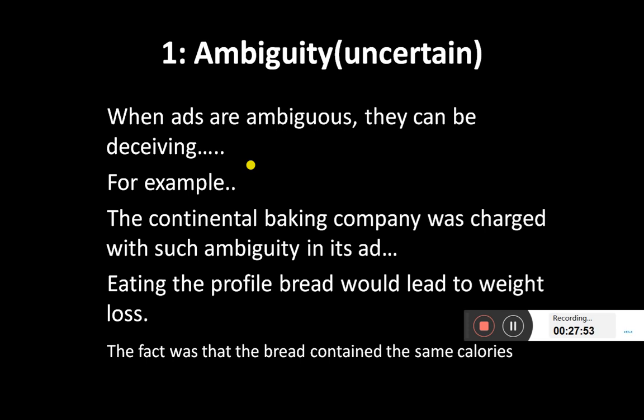Now number 1, ambiguity. Ambiguity simply means unclearness, uncertainty. When ads are ambiguous, they can be deceiving. For example, the Continental Baking Company was charged with such ambiguity in its ad. Eating the profile bread would lead to weight loss. The fact was that the bread contained the same calories.